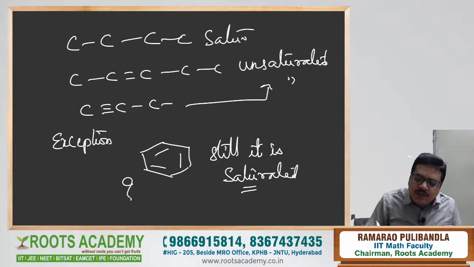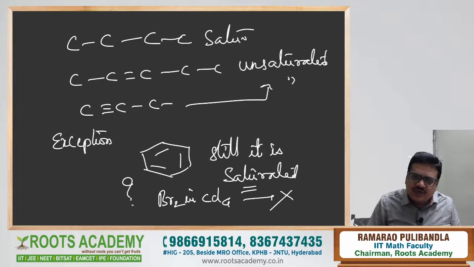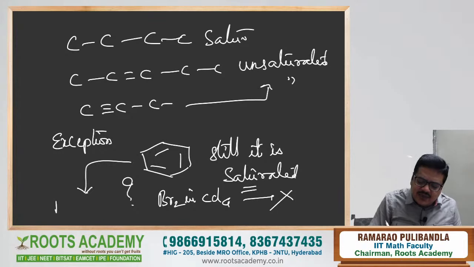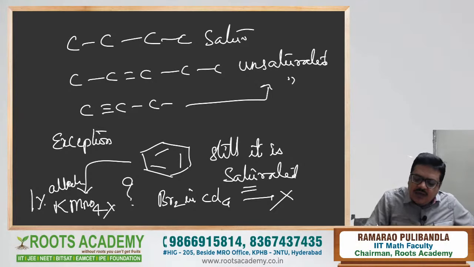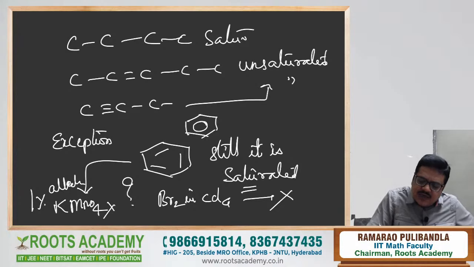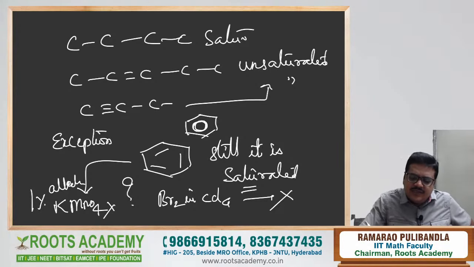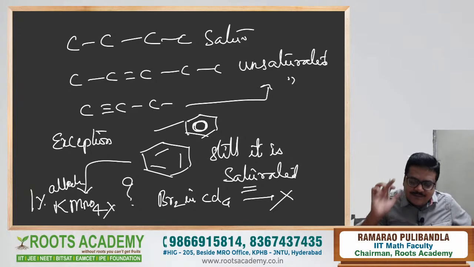Why? Because bromine in carbon tetrachloride gives no reaction, and Bayer's reagent, 1% alkaline potassium permanganate, also gives no reaction. Therefore, benzene, even though three pi bonds are present, continuously circulating around the carbon, is called saturated. That is the exception. Now, I want to discuss saturated and unsaturated.